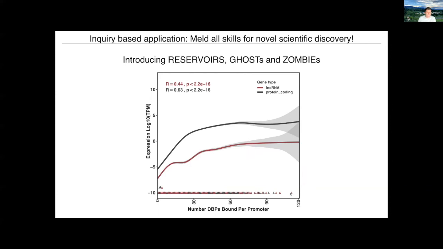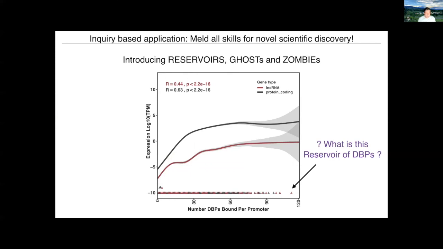So this is where we started to meld skills and work together as a group and try and figure out what new things we were going to need to bring into this data set to better understand this. And so we started to call these reservoirs, where there's reservoirs of DNA binding proteins bound on a promoter, but there's no product being produced by RNA-seq at least.